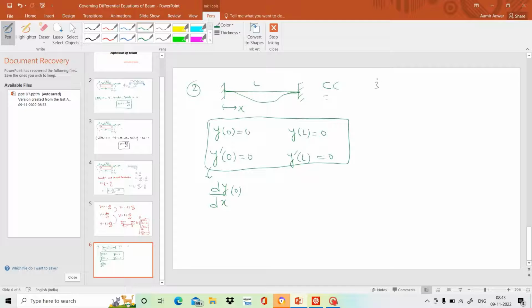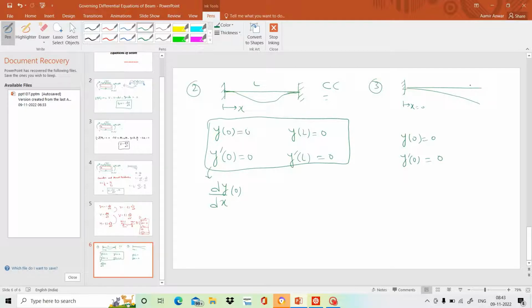Now the third one: let's say one end is clamped and the other end is free. At the clamped end, suppose x equals 0 from here, then the deflection equals 0 and the slope is also 0 at 0. But at this end, because it would get deflected, the deflection will be maximum. So from this side we can say that the bending moment and shear force at this position would be 0.